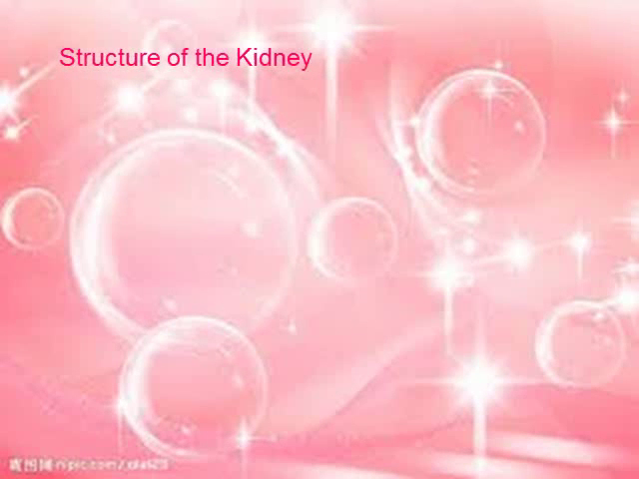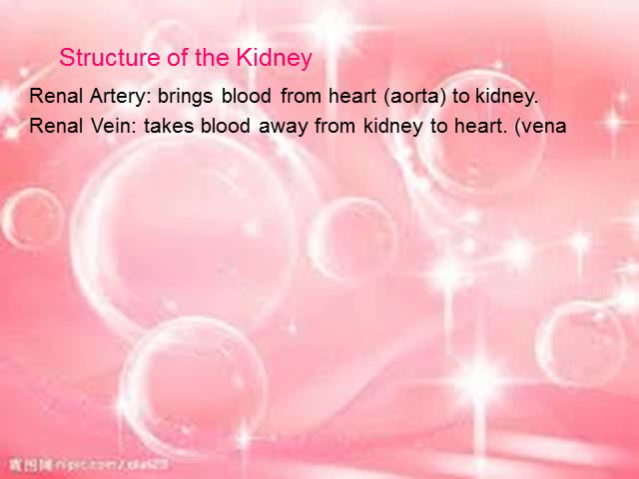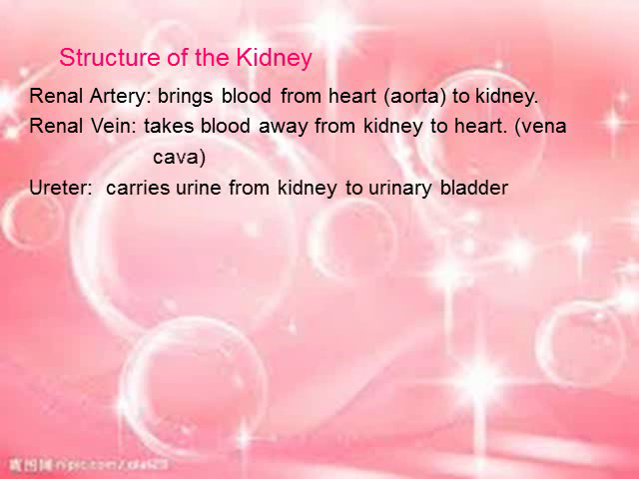Structure of the kidney. Renal artery: it brings blood from the heart to the kidney. Renal vein: it takes blood away from the kidney to the heart. Ureter: it carries urine from the kidney to the urinary bladder. Cortex is the outer region of the kidney.